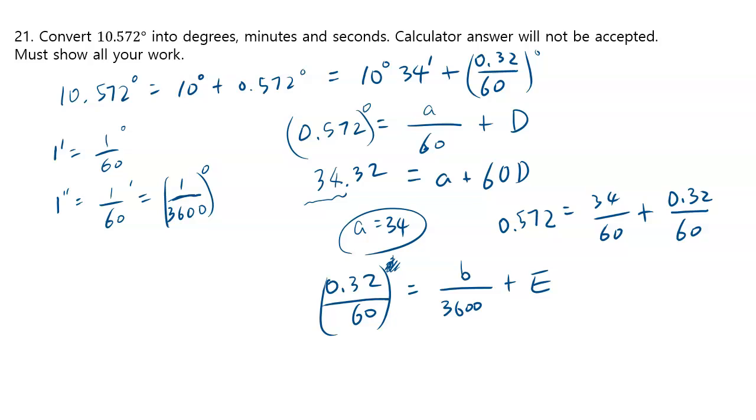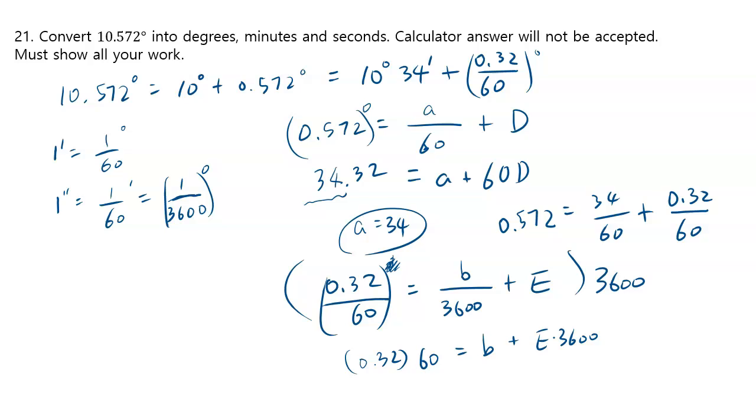So what you do is you multiply by 3,600 both sides. So you get 0.32 times 60 equals b plus e times 3,600. Okay. And the reason I have just 60, so if I multiply everything by 3,600, I end up with just b, because 3,600 cancels. On the left side, 60 and 3600 will cancel to leave you with 60.